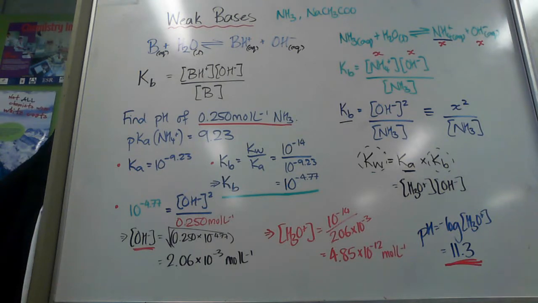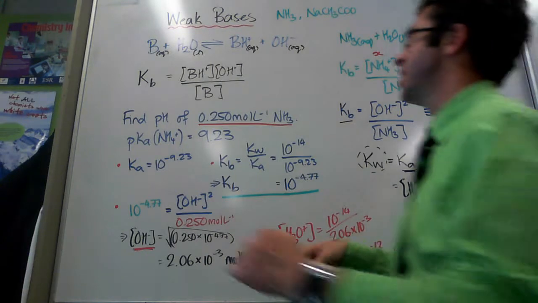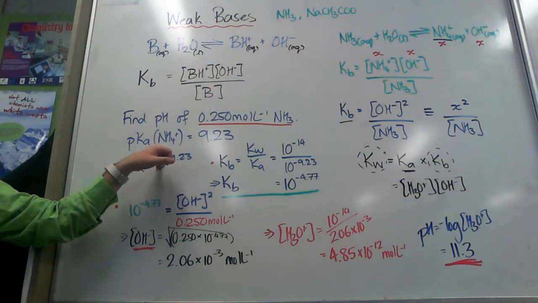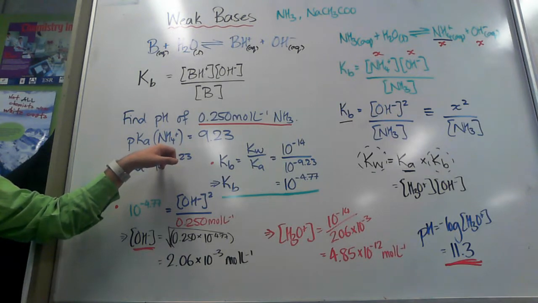Could we get this question for acids, like when they give us Kb instead of Ka? Highly unlikely, I haven't seen it. I don't see why not. But usually the values you get in data books and so on is pKa. pKa is a really useful number to work out how strong an acid something is. So because this is 9.23, it means that ammonium is a really, really, really weak acid.